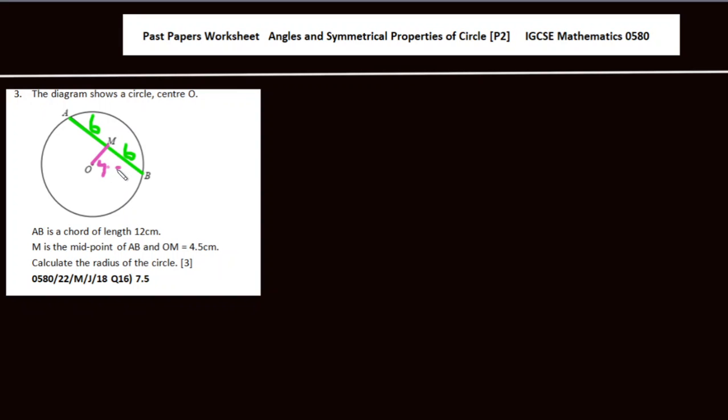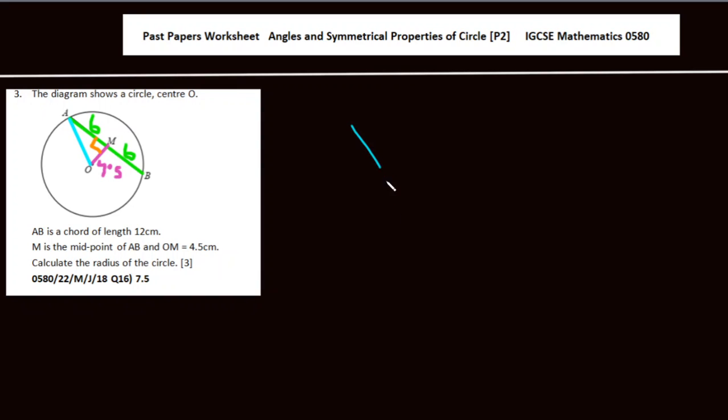Also, we know from the property of the circle that if a line from the center of the circle is bisecting the chord, then it is also perpendicular to the chord. So there should be a right angle over here, since it's cutting the chord from the middle. Calculate the radius of the circle. So this length here would be the radius of the circle, and we need this length.